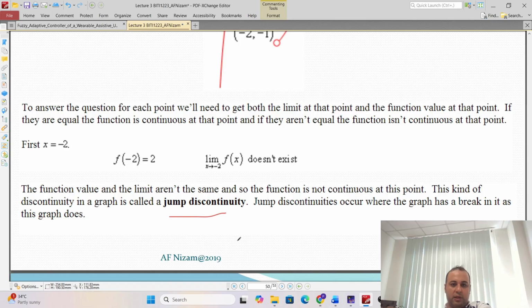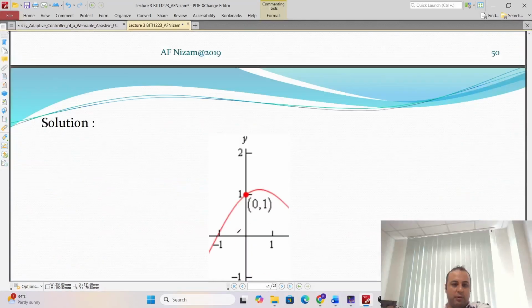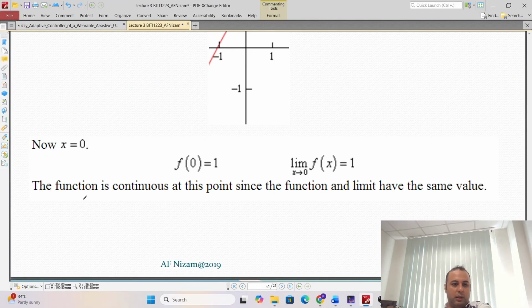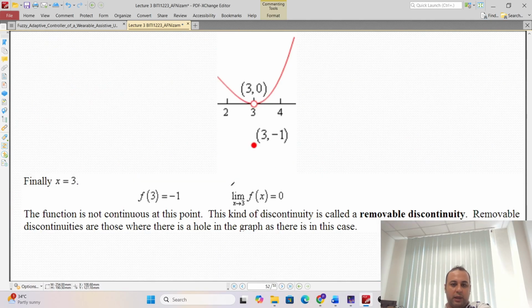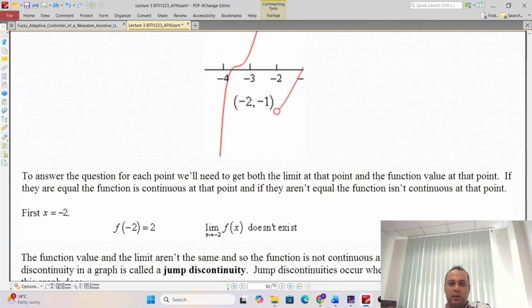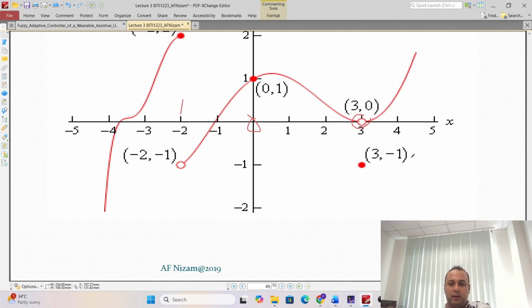So there is a jump discontinuity at -2. At 0 it is continuous because all the conditions are satisfied. And at 3 it is a removable discontinuity. f(3) is here, so they are not equal. So it jumps to here.